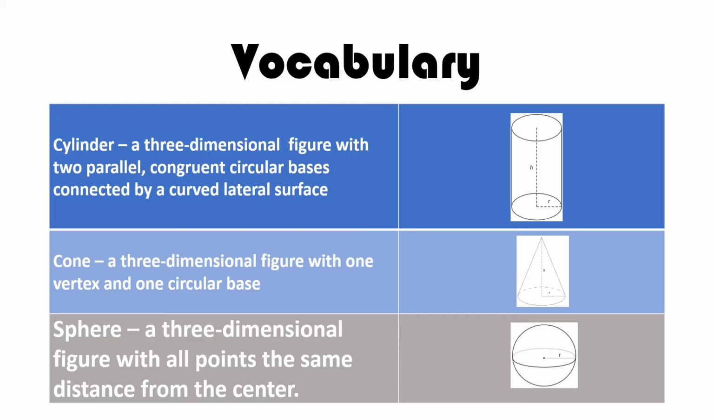Okay, so our vocabulary for these objectives is centered around 3 terms. A cylinder is a 3-dimensional figure with 2 parallel congruent circular bases. A cone is a 3-dimensional figure with 1 vertex and 1 circular base. And a sphere is a 3-dimensional figure with all points the same distance from the center. Compared to our last set of 3-dimensional shapes, these all obviously incorporate in some way, shape, or form something that is circular.